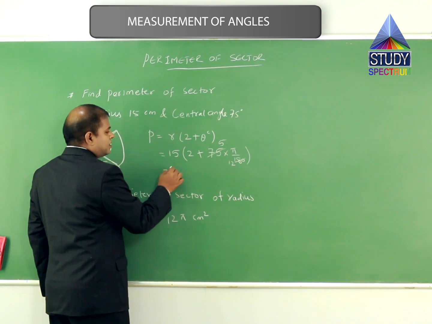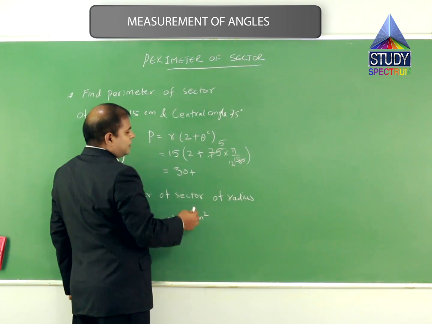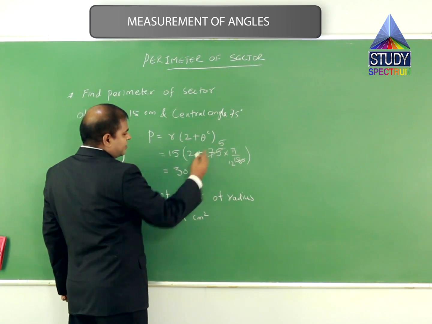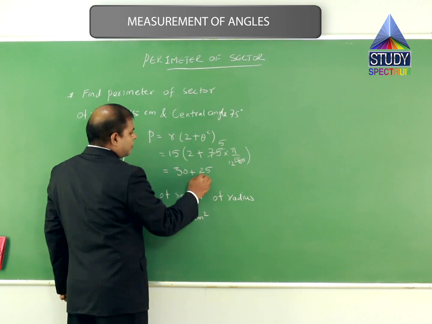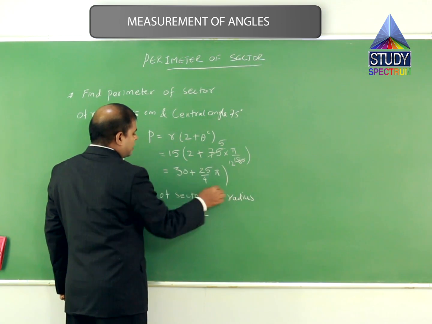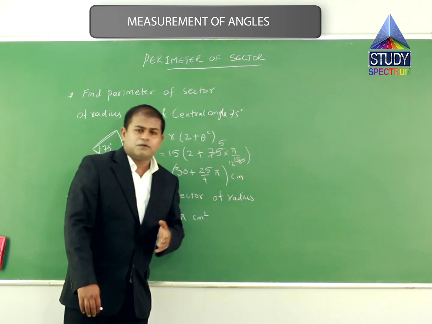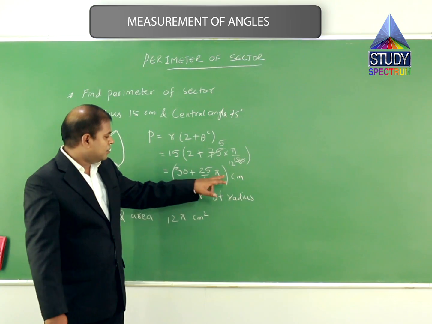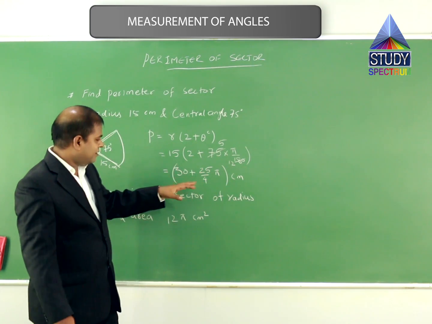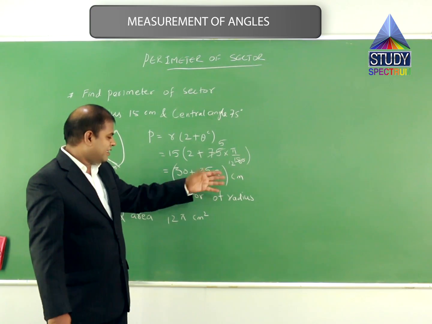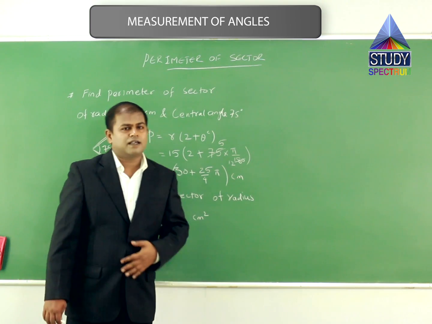The answer is 15 into 2 plus 5 pi by 12. Cancel by 15 into 5, 75 by 12, cancel by 3. 25 by 4 pi. That's your answer in centimeters. If you further want to find its final value, you can put pi equal to 3.14 into 25, which would be somewhere around 82 upon 4. So whatever it comes, you substitute pi and calculate it.